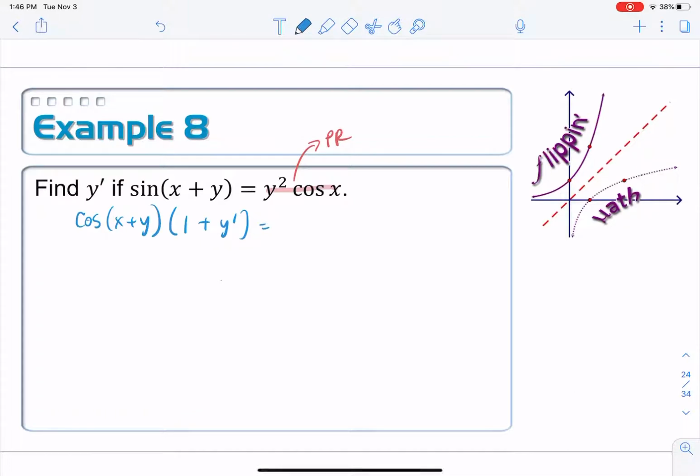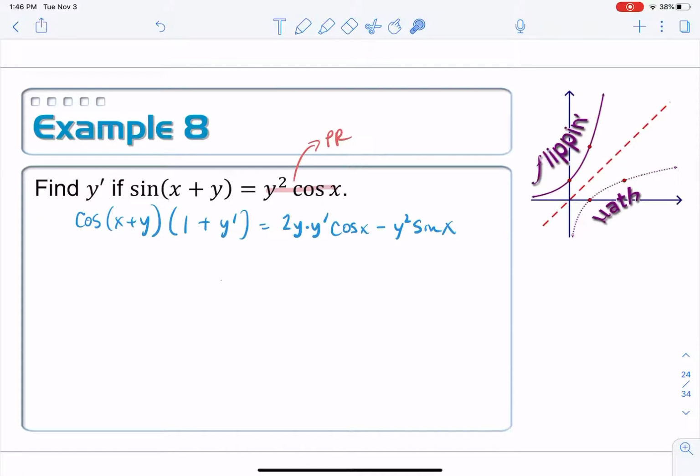On the right-hand side, product rule. The derivative of y squared is 2y times y prime, times cosine of x, plus y squared, the first one, times the derivative of the second one, which is negative sine. I'm actually going to put the negative right out here, sine x. There we go.